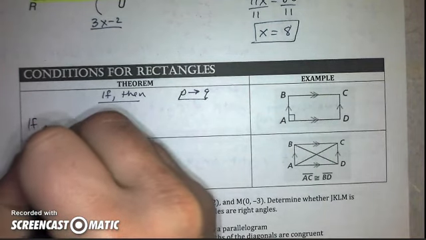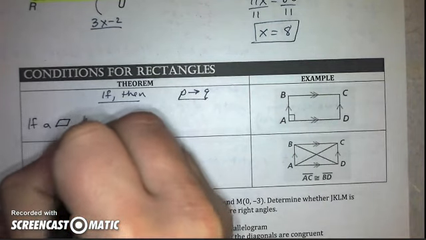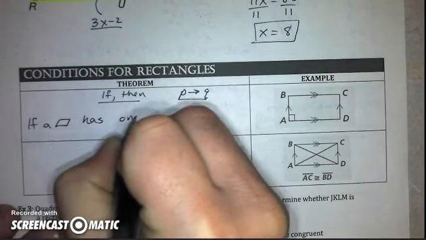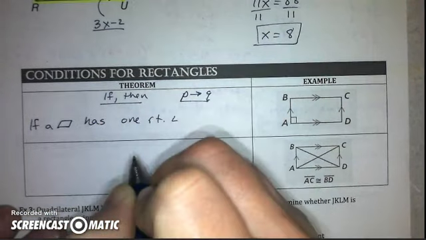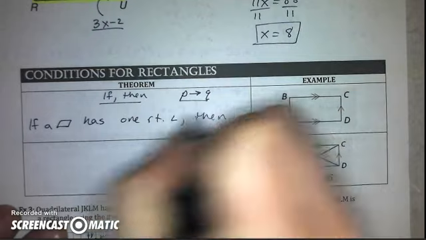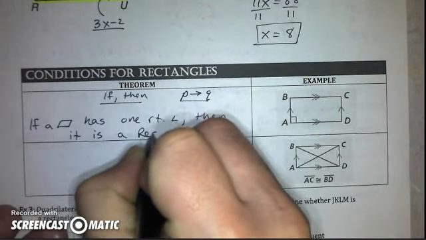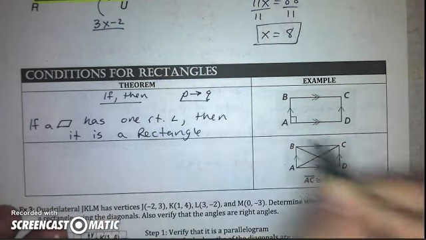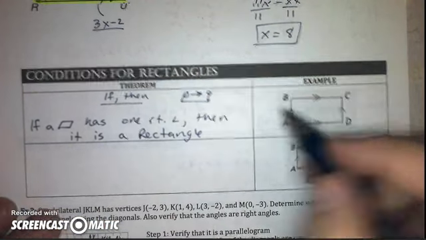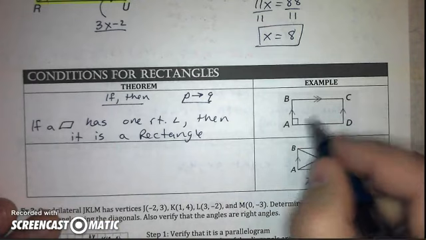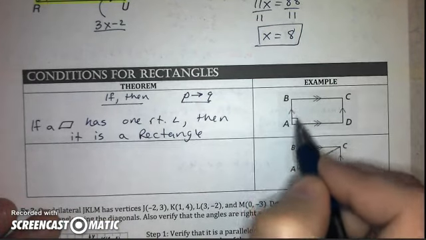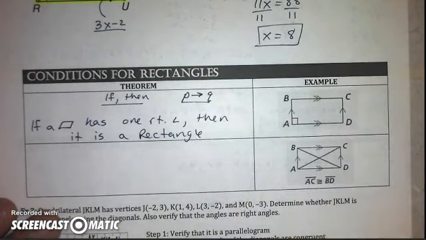if a parallelogram has one right angle, then it is a rectangle. Because if it has one right angle and it's a parallelogram, then the opposite angles are both right angles and the consecutive angles are also both right angles, making all 4 right angles, which makes it a rectangle.